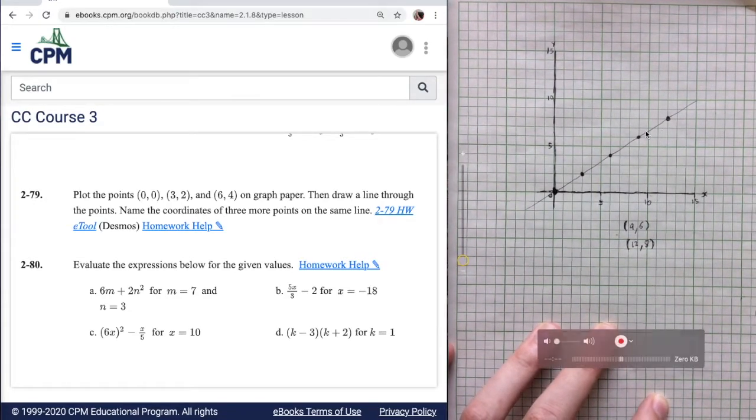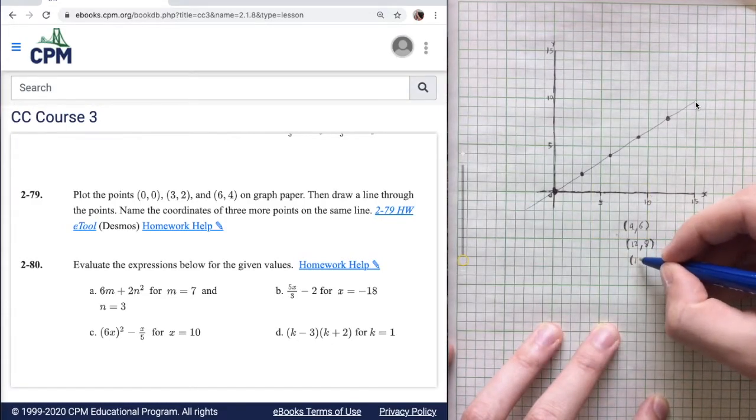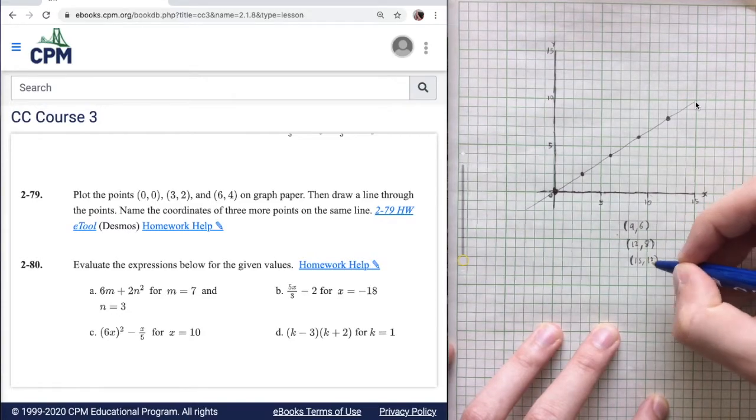So there's a couple more points we could choose. You could go in the negative direction if you wanted to try working out what that would look like. But there's also one more. If you go across 3 and up 2 one more time, from 12, 8, you're going to get 15, 10. So that could be one more point on the line.